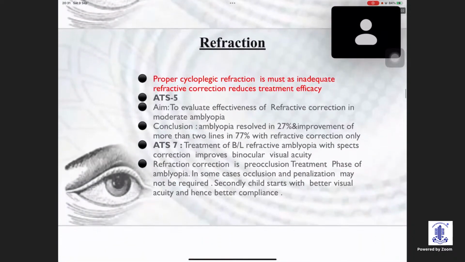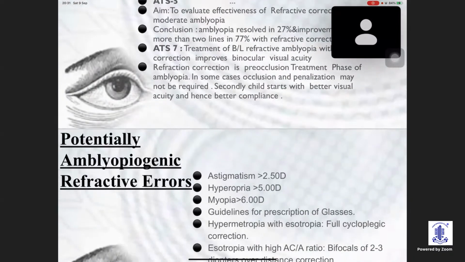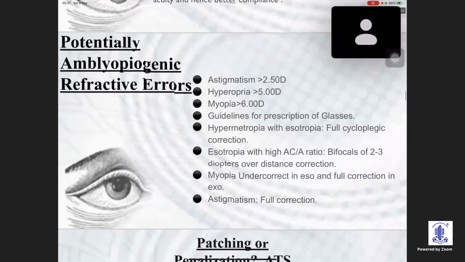So proper cycloplegic refraction is a must, as has been found in ATS 5 and ATS 7. ATS 5 was done to evaluate the effectiveness of refractive correction in moderate amblyopia, and they concluded amblyopia resolved in 27% of the patients, and improvement of more than 2 lines was seen in 77% of patients with refractive correction only. Potentially amblyogenic refractive error has to be kept in mind.